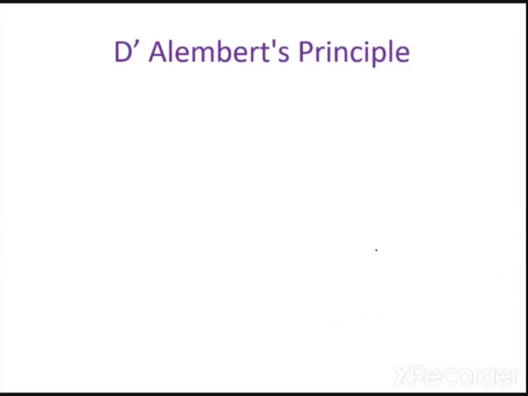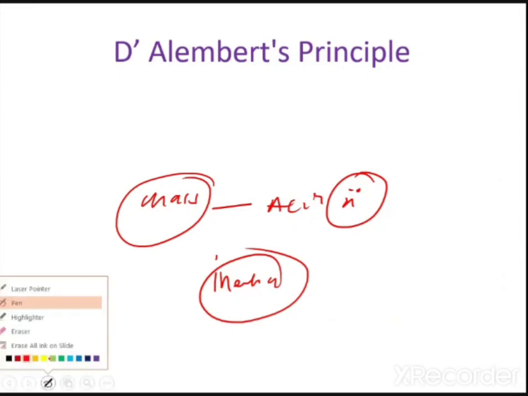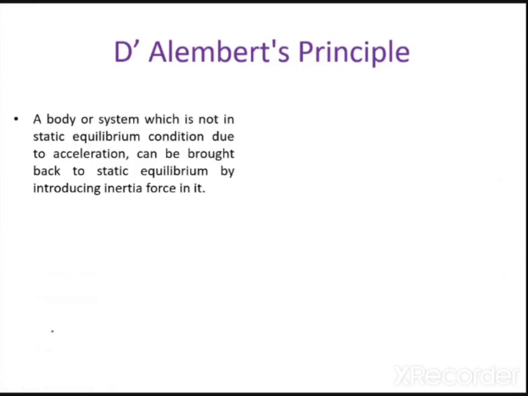D'Alembert's principle. Now, what is D'Alembert's principle? Basically, you know that whenever there is a mass, and the mass is accelerating, acceleration x double dot, the inertia force will always act equal and opposite to this accelerating force. Inertia force is always equal and opposite to the accelerating force. Now, what does D'Alembert say? I have already explained in module number 2.